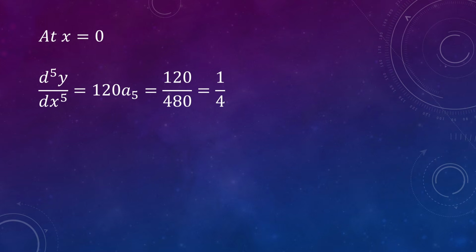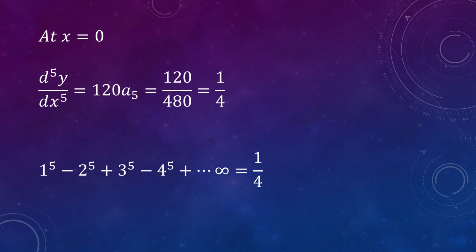So at x equal to 0, the fifth derivative of y, which is 120 times a5, will be equal to 120 over 480, which will be equal to 1 over 4. So this expression equals 1 over 4.